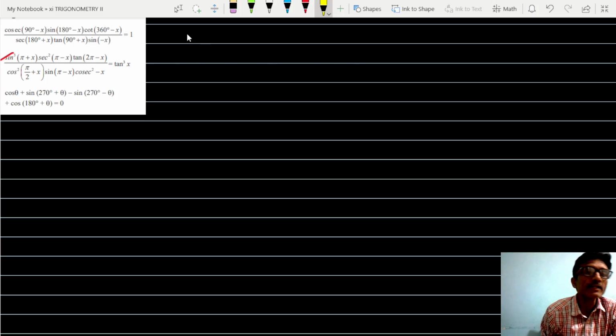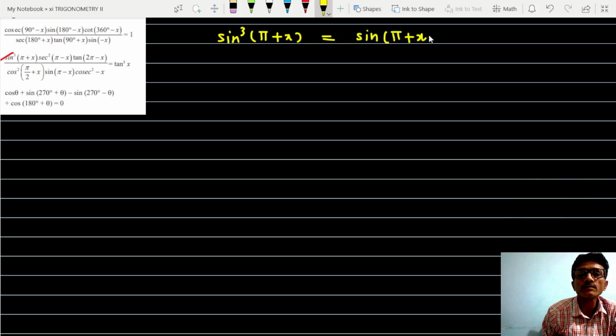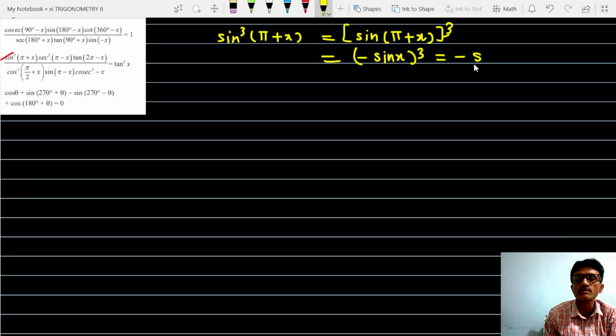So look at this, sine cube of pi plus x. You can also write it as sine of pi plus x whole cube. Sine of pi plus x, you know, it is equal to what? Minus sin x, because it is in the third quadrant. And cube, okay, minus sign and cube, so it will be minus sine cube x.